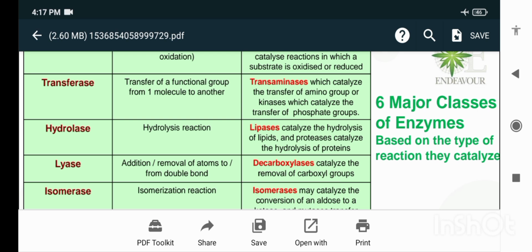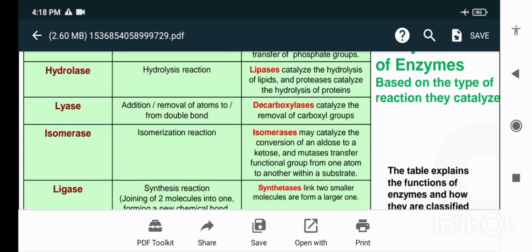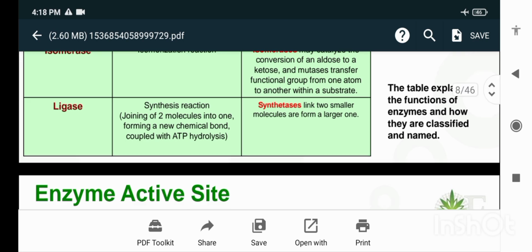Lyase: addition and removal of atoms to form double bonds. Decarboxylase catalyzes the removal of the carboxyl group. Isomerization reaction: isomerases may catalyze the conversion of aldose to ketose, and the mutases transfer a functional group from one atom to another within a substrate. Ligase: synthesis reaction, joining of two molecules into one, forming a new chemical bond coupled with ATP hydrolysis. Synthetases link two smaller molecules or form a larger one.